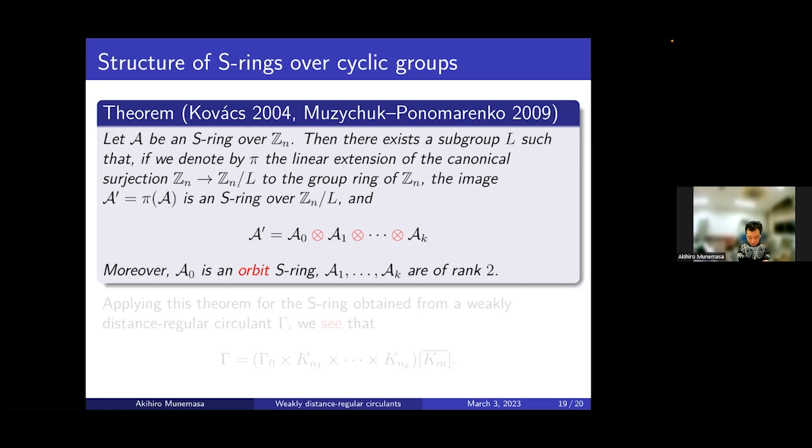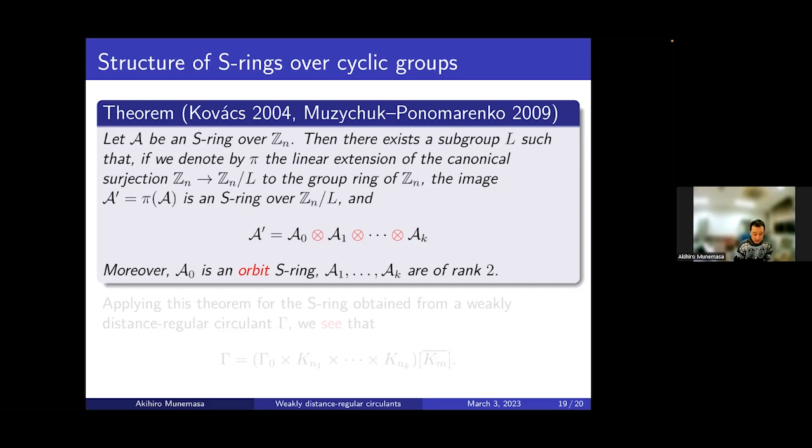Moreover, one of the factors of this tensor product, Gamma 0, is an orbit S-ring that I mentioned as an example, and all the rest are pretty simple. They are S-rings of rank 2. Rank 2 means that the partition is trivial, in the sense that you have a single part for the identity, and the rest all consists of another part. So the partition into 2 parts. So this is the structure theorem obtained by results of these authors.